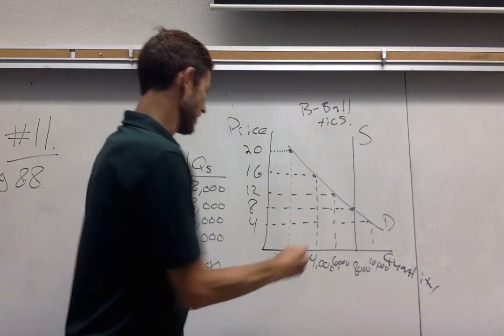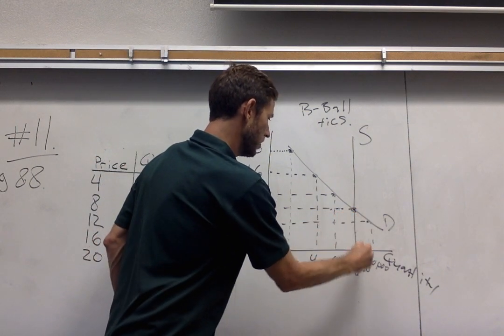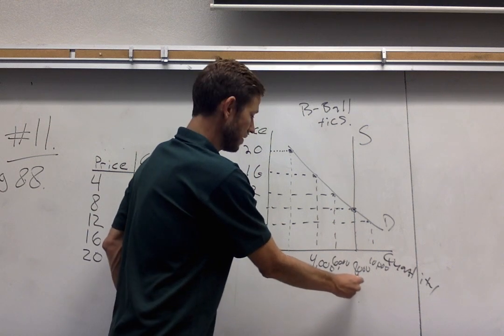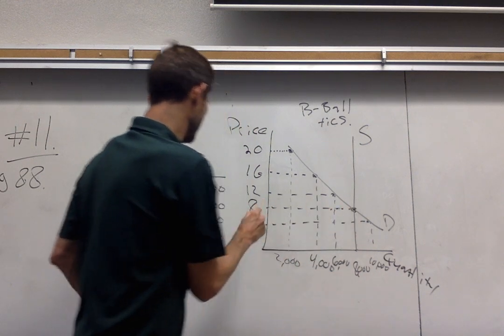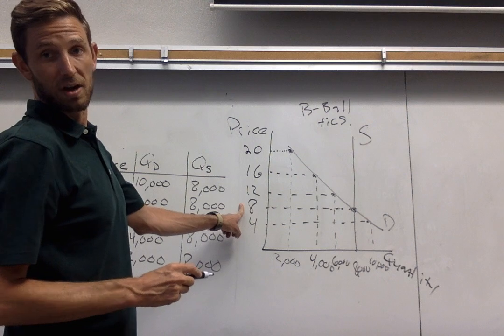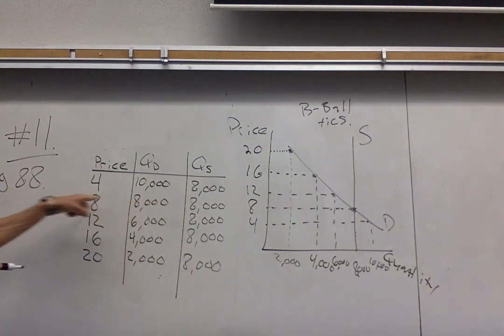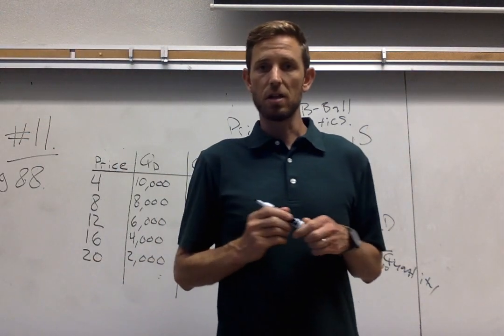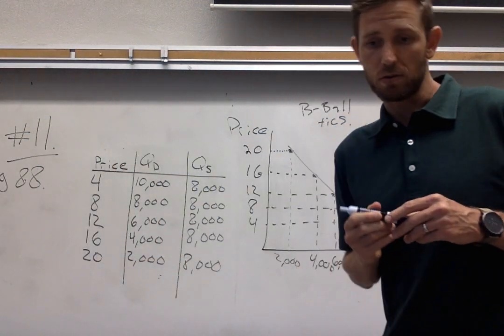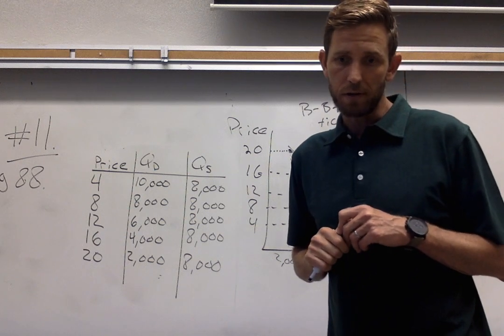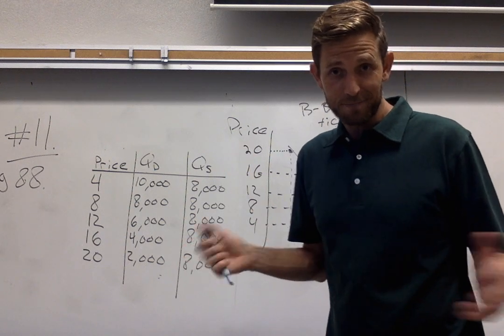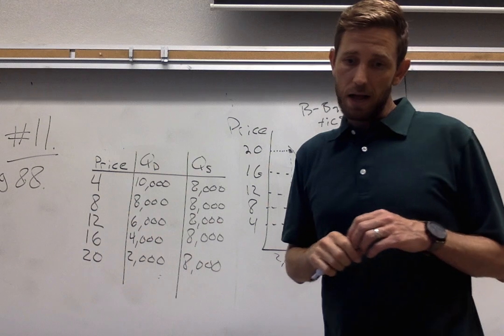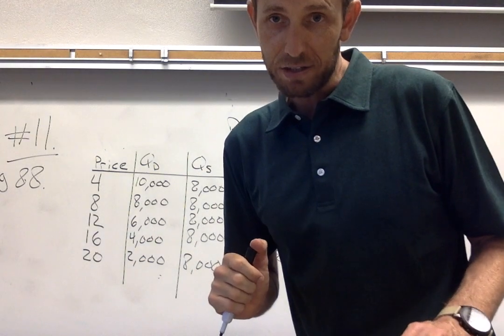So checking this out here, that corresponds with an equilibrium quantity of 8,000 tickets. It lines up with a price of $8 per ticket, and that's consistent with what we saw over there in the table too. So we'd expect, at the outset, an equilibrium price of $8 with 8,000 tickets bought and sold. All right, easy so far, right?